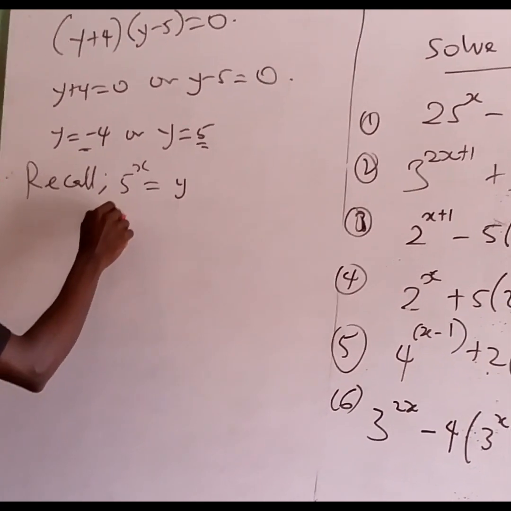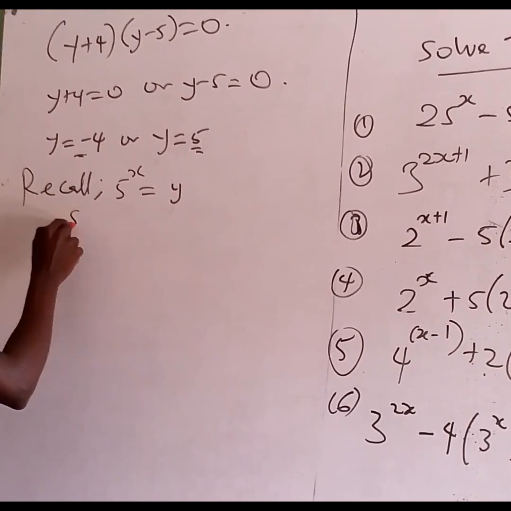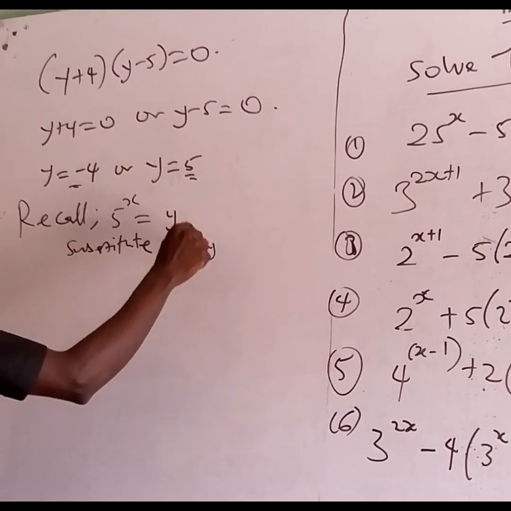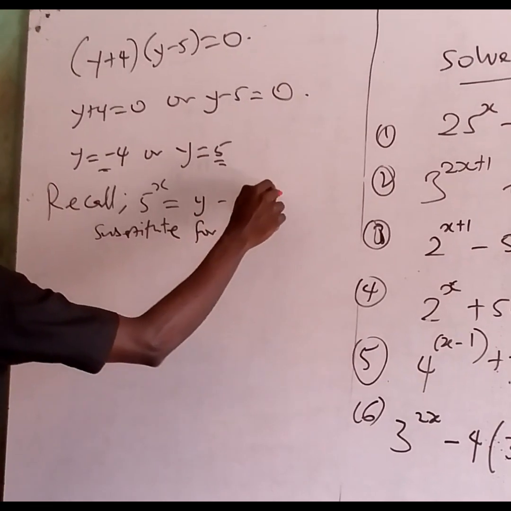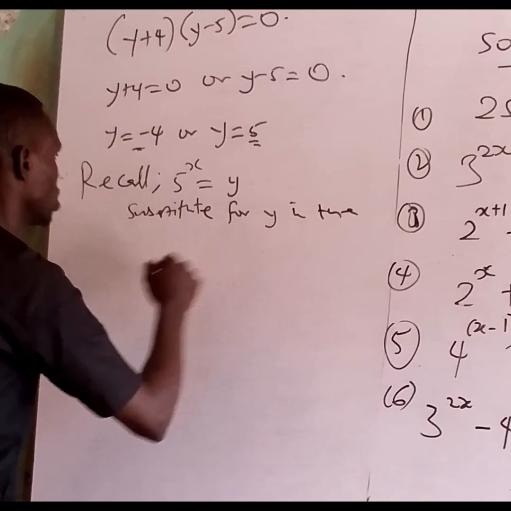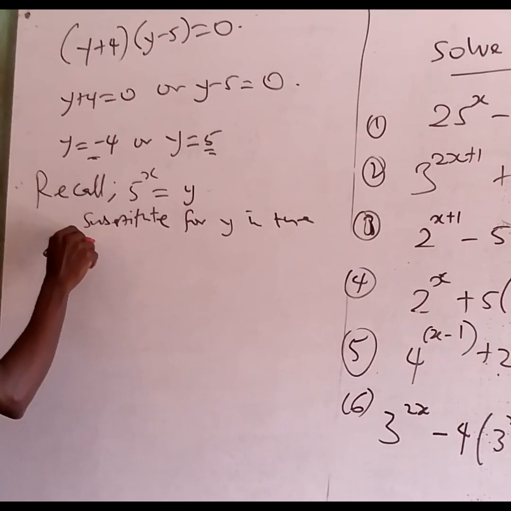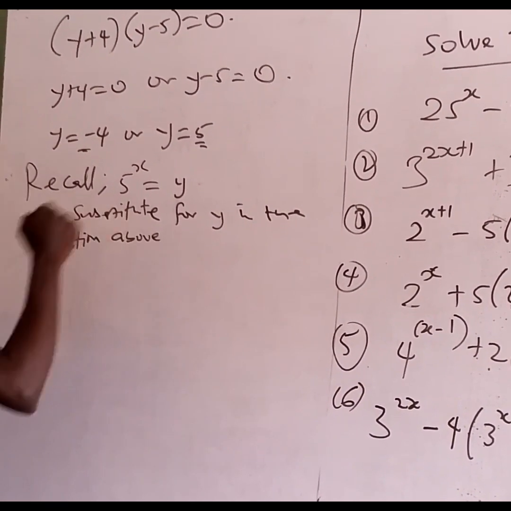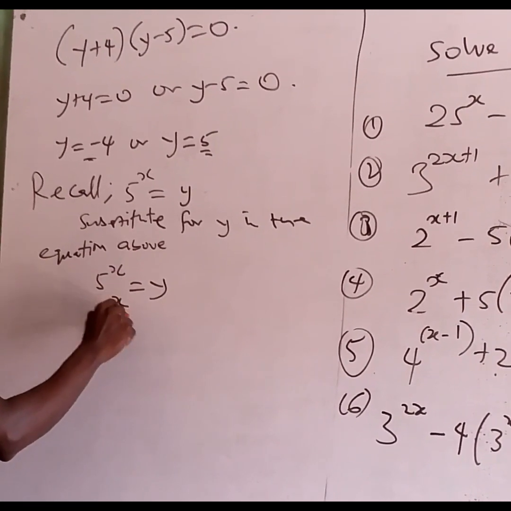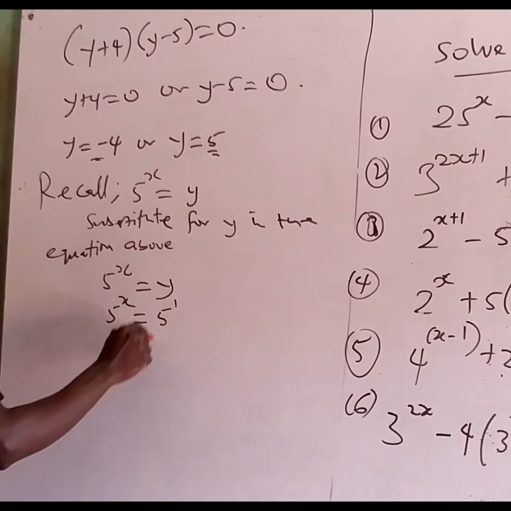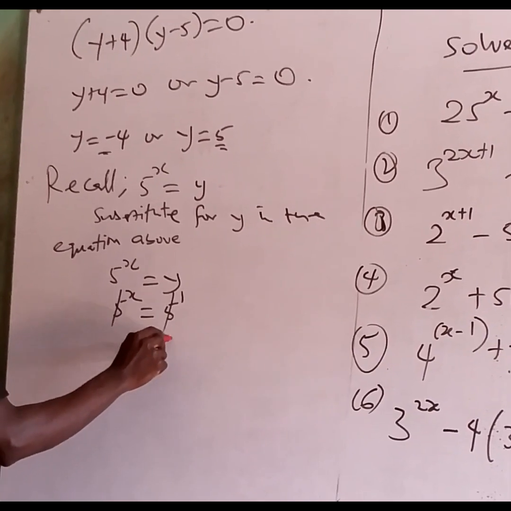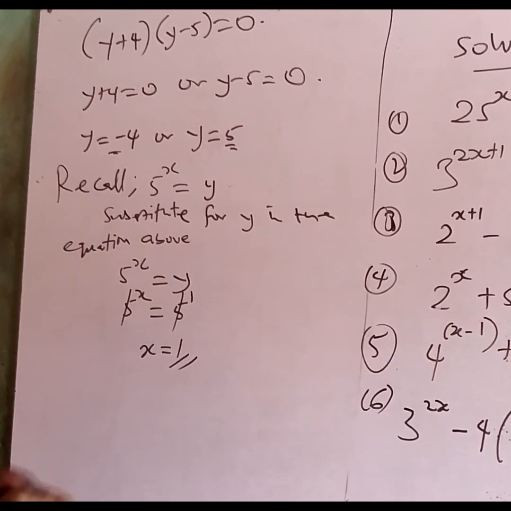So now you have 5. Substitute for y in the equation above. So 5 raised to power x gives you y. So 5 raised to power x will give you 5, which is 5 raised to power 1. So 5 will cancel 5, and x gives us 1. Now, this is it.